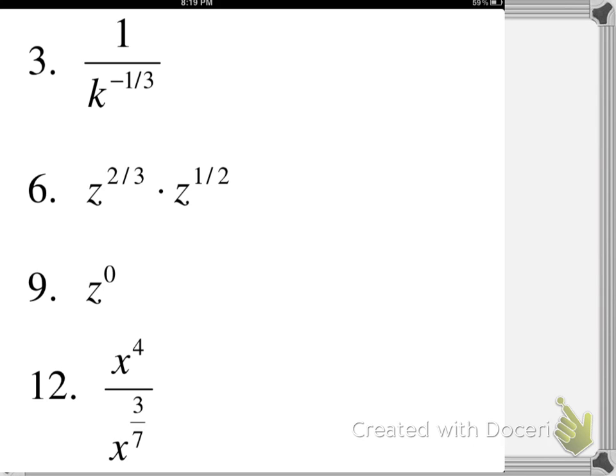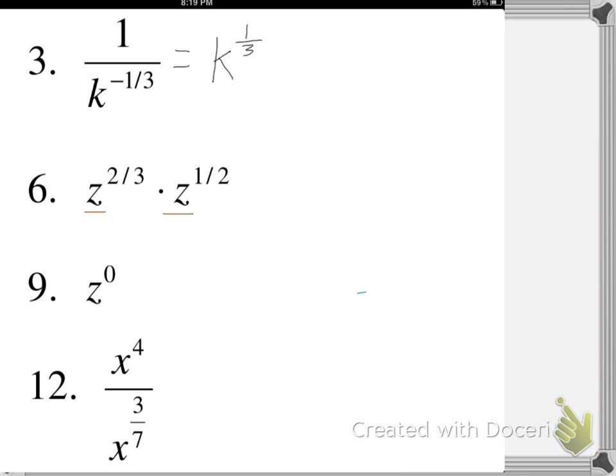Okay, so here, number 3, this is a little bit different. We have the negative exponent, but it's on the bottom. So instead of moving it to the bottom of a fraction, we just move it to the top. If you notice, the negative is now gone. It's because we have moved it to the top of the fraction.